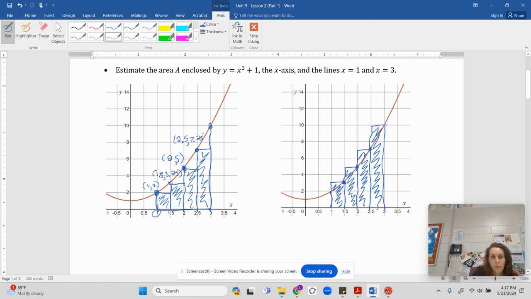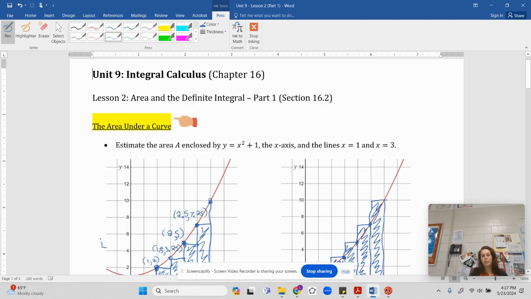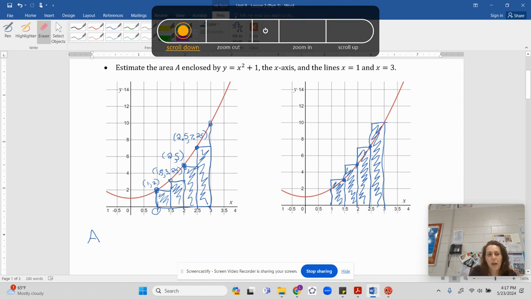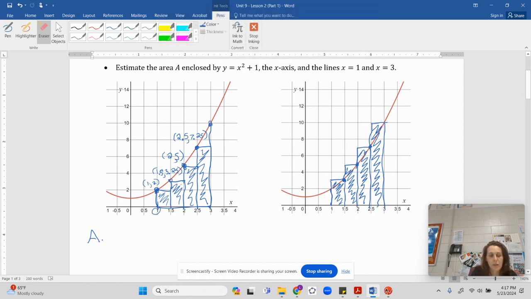Why am I finding that? Well, because that's the height of each of those rectangles. So if I wanted to find this area here, I'm going to call it the lower area, because it's going to be a slight underestimate. Now I can find the area of each of these rectangles.